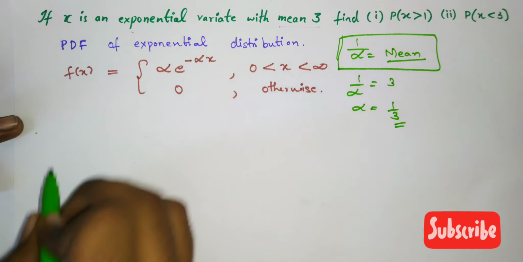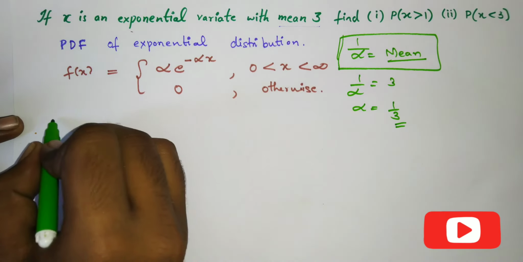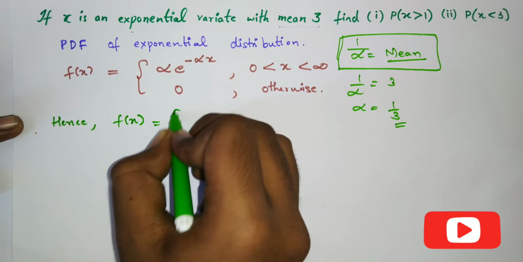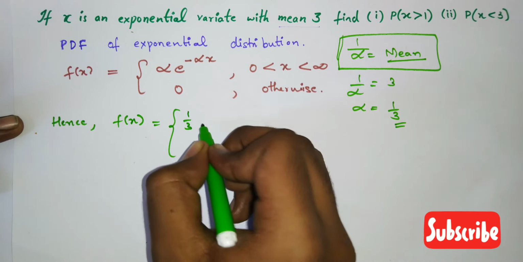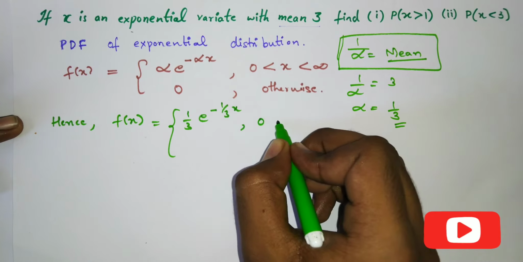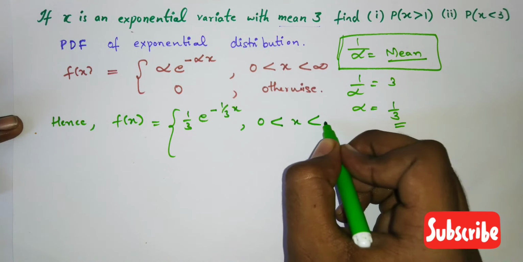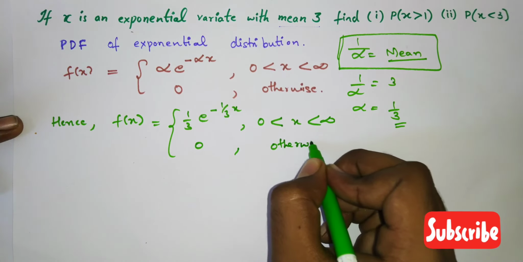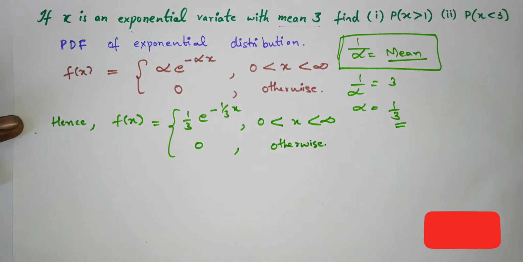Now replace alpha with 1 by 3. Hence f of x becomes 1 by 3 e power minus 1 by 3 x, when x lies between 0 to infinity, and 0 otherwise. So our function has changed to this form. Always remember, for the exponential distribution the mean is 1 by alpha, not alpha.